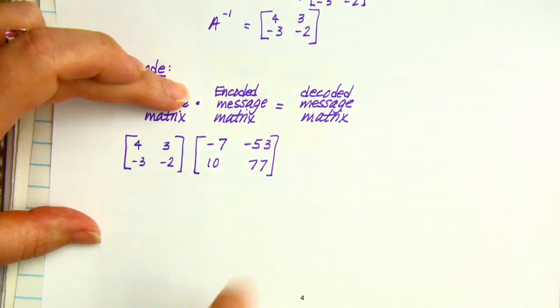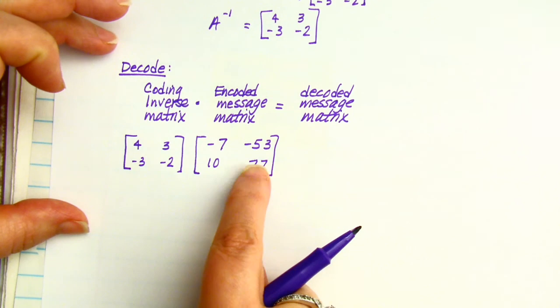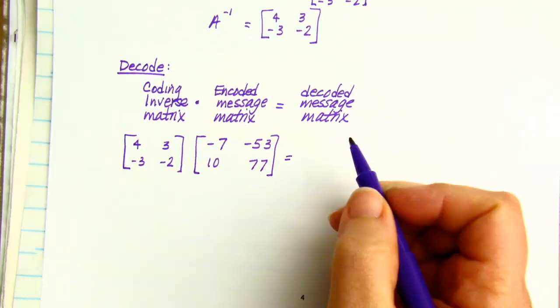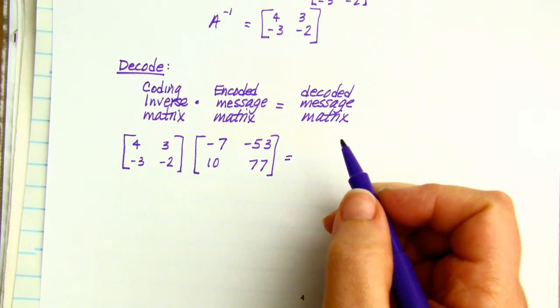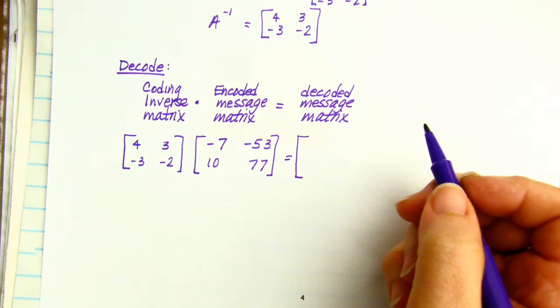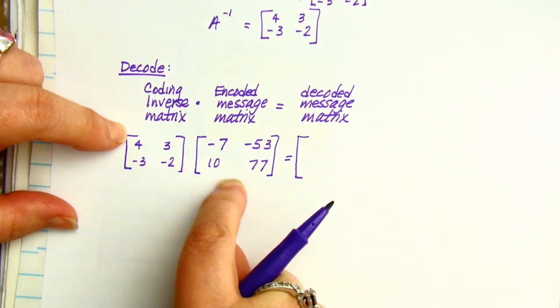Again, it should make sense to you that this is a scrambled up message because of the negatives and because of the large numbers, right? A numeric message would only have the highest value being 26. Okay, the rest is just matrix multiplication. So a 2 by 2 with a 2 by 2 would be a 2 by 2.